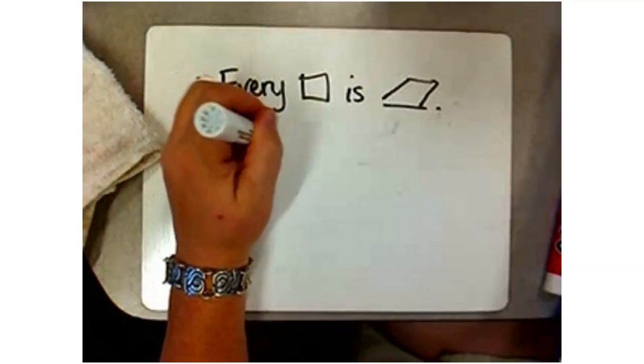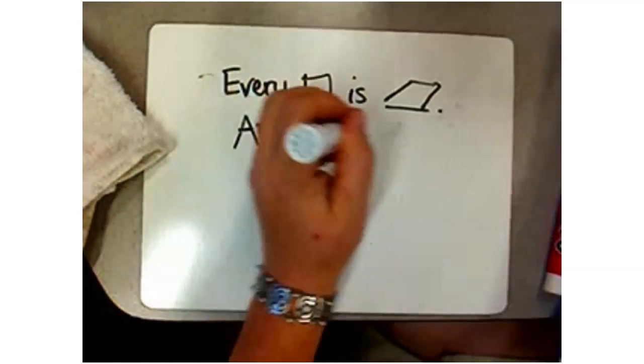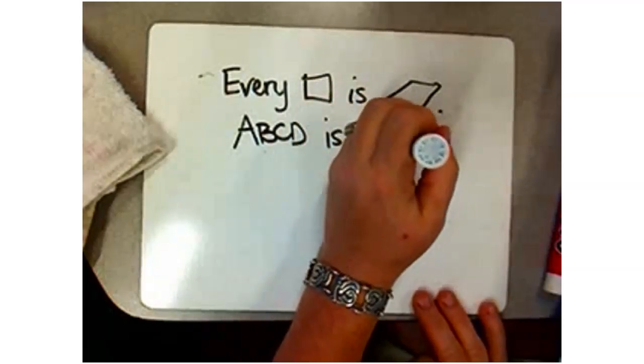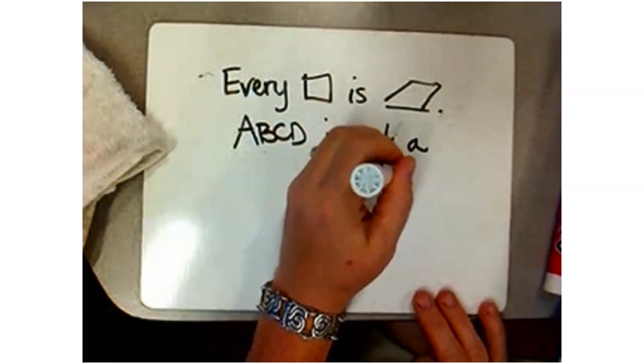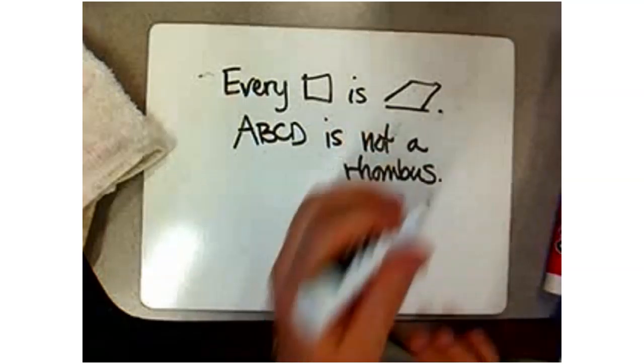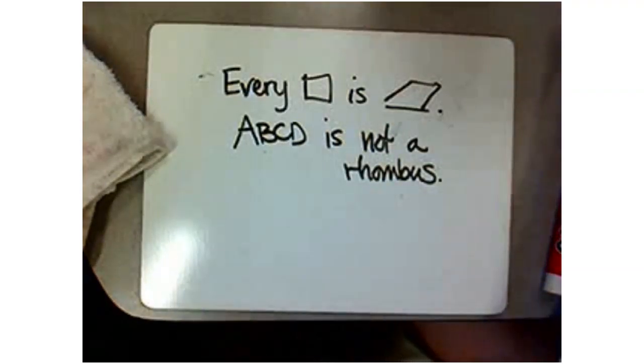Quadrilateral ABCD is not a rhombus. So you have a quadrilateral ABCD, but it's not a rhombus. So, okay, it could be a rectangle, couldn't it? Yeah.